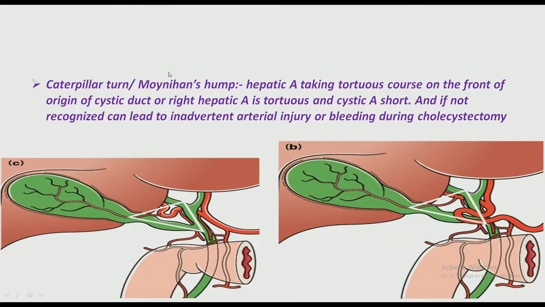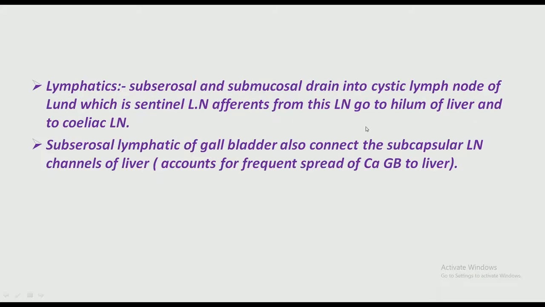Now the caterpillar turn, or the Moynihan's hump, is what? The hepatic artery taking a tortuous turn. So this is the hepatic artery taking a tortuous turn here, and this is the cystic artery. The right hepatic artery is tortuous in front of the origin of the cystic duct, and the cystic artery is short. If it is not recognized, it can lead to inadvertent arterial injury or bleeding during cholecystectomy.